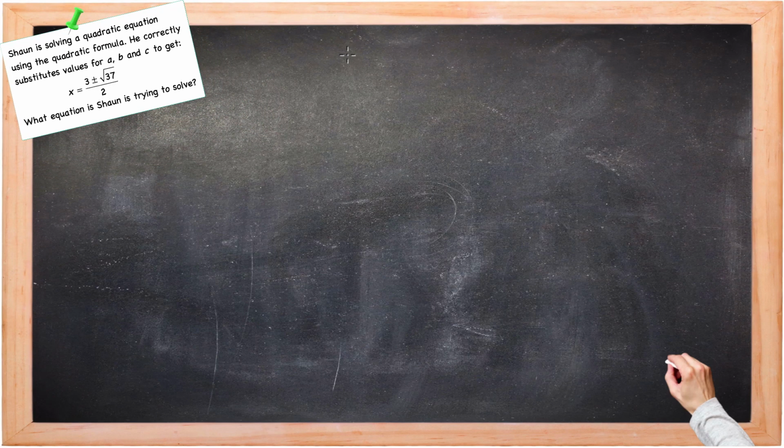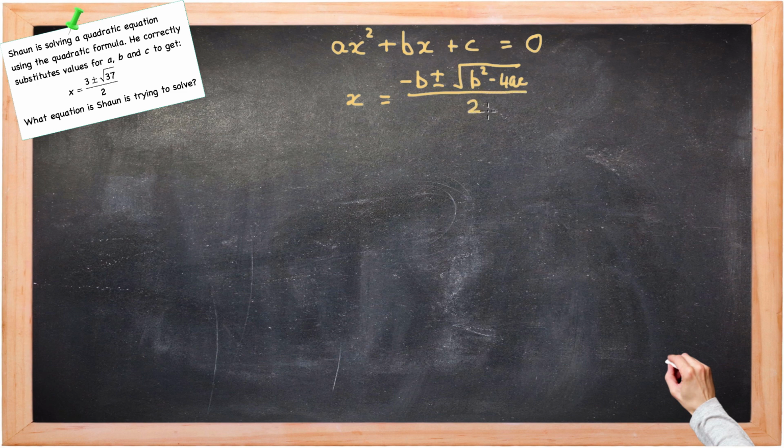So let's look at what we know. We know the quadratic formula. Now that solves any quadratic equation, ax squared plus bx plus c equals 0. And it tells us that there are two solutions. And we get these by doing negative b plus or minus square root of b squared minus 4ac, the whole thing divided by 2a. So there's two possibilities, either adding this or subtracting this.